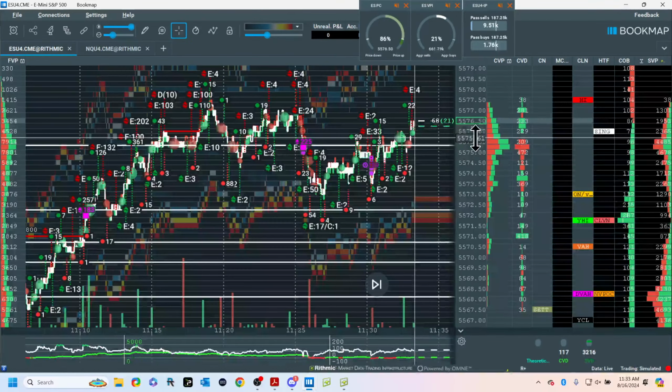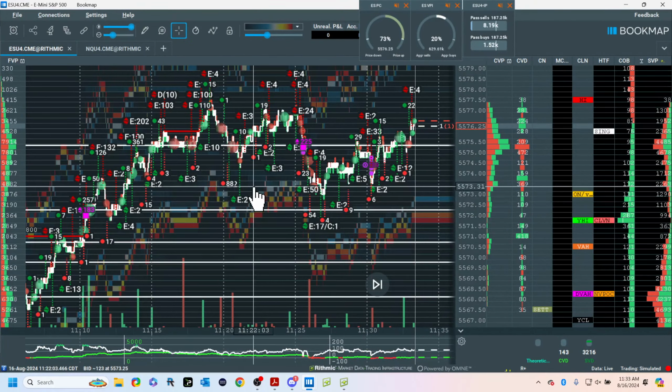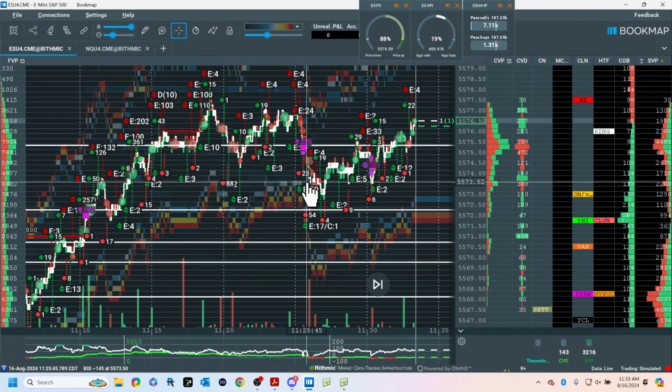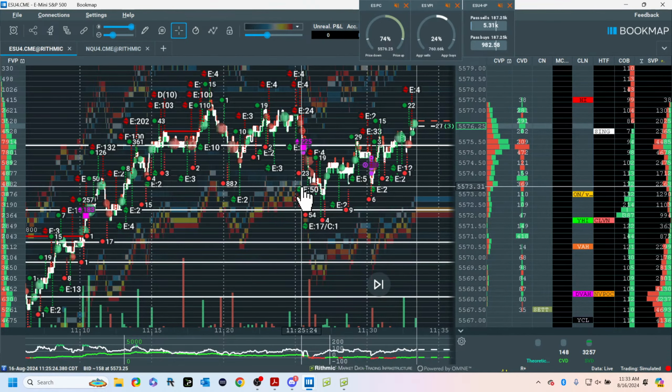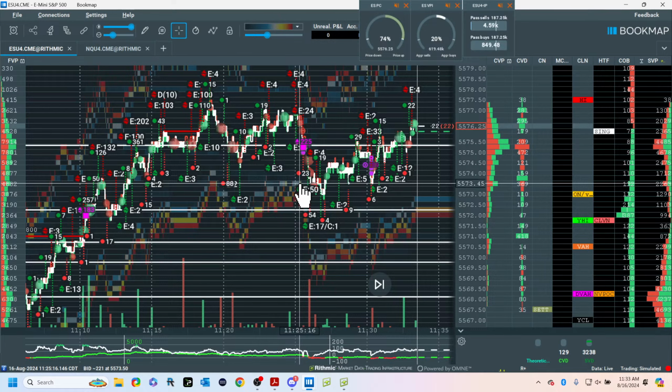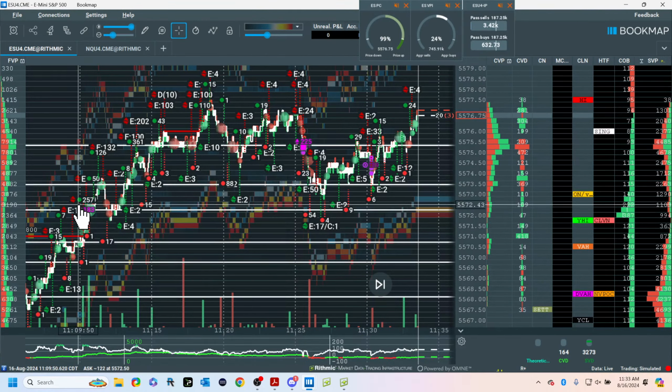Now, I'm going to say this is not a trade I can take. At least, let me put it this way. It's not a Trader Lab trade. It's a maybe trade for somebody. Let me show it to you. Let's look at the structure.